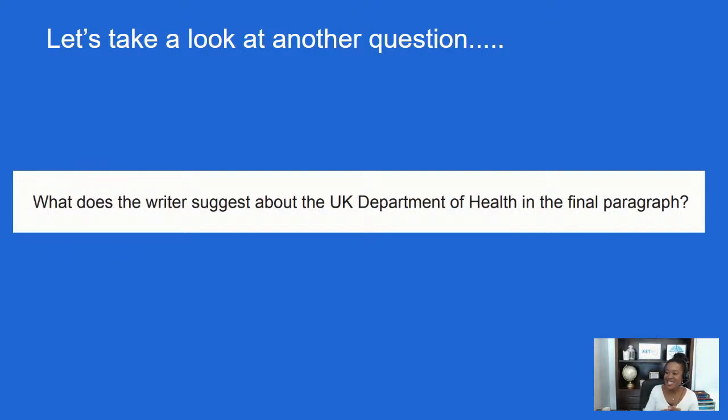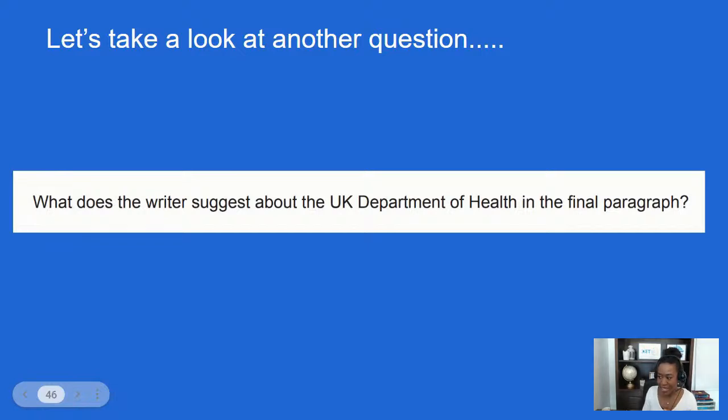Okay, so let's take a look at another question. This is another question, and now we're jumping on to the final question that appears in this test paper. If you have already looked into how this reading test is structured, you'll know that the questions follow the text. So there will have been a number of other paragraphs before the relevant paragraph for this question.